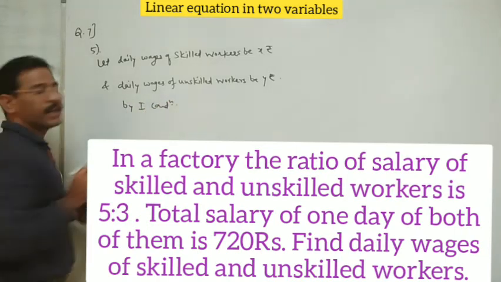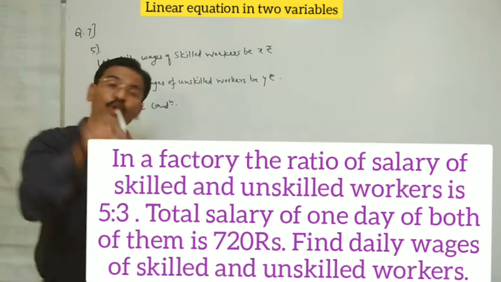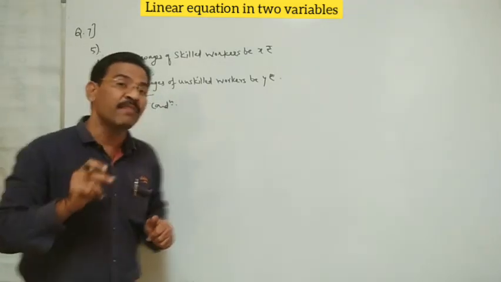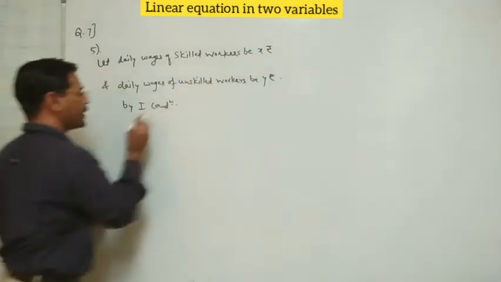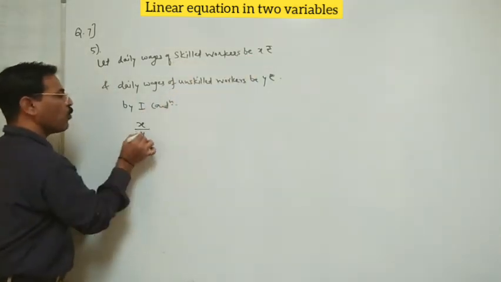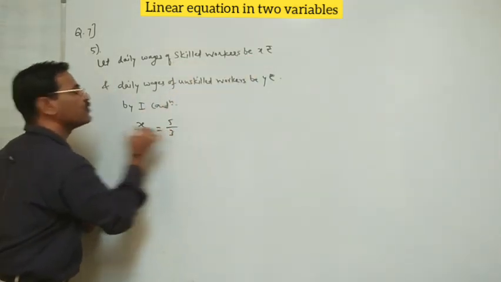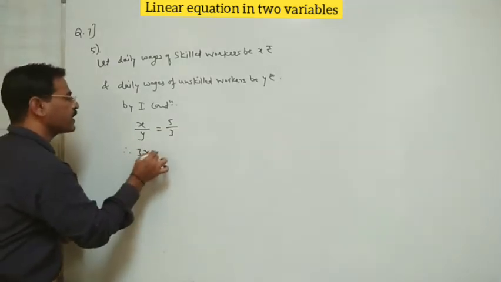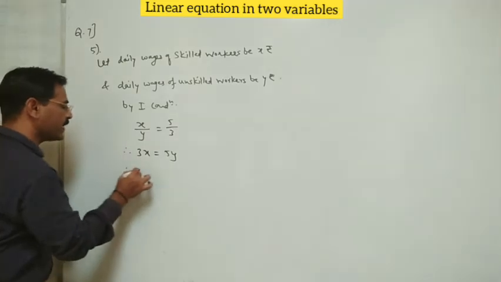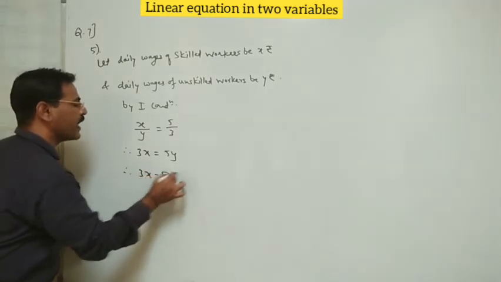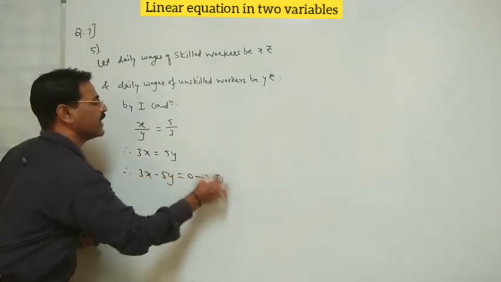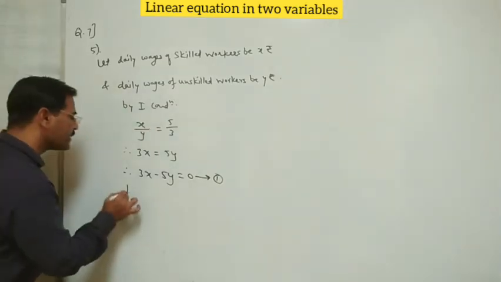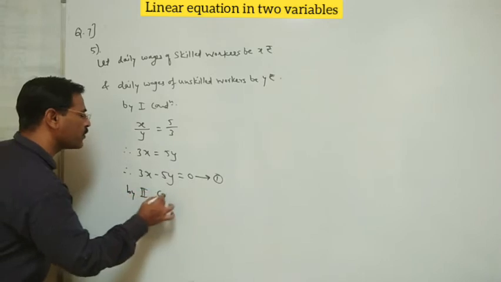See, the first condition. What is the first condition? Look here. The ratio of skilled and unskilled is 5:3. Means skilled is X rupees, unskilled is Y, X to Y is 5:3. Please just go with cross multiplication. What will you get? 3x is equal to 5y. Take that 5y to this side. Finish. This is equation number 1. Understand?